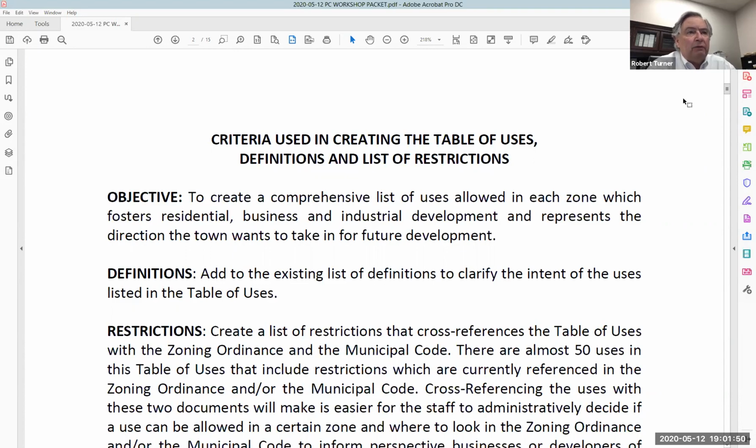Creating a comprehensive list of uses allowed in each zone, which fosters residential, business, and industrial development, represents the direction the town wants to take for future development. So I probably need to reword that a little bit. I tried to put it into one sentence, like one vision statement, to see what that looked like. I'm adding additional definitions to clarify the intent of the different uses in the table of uses.